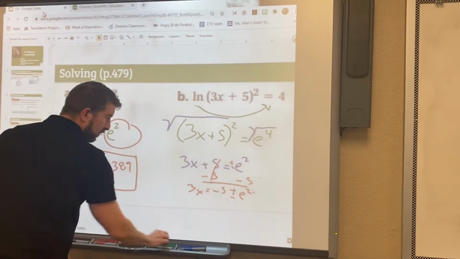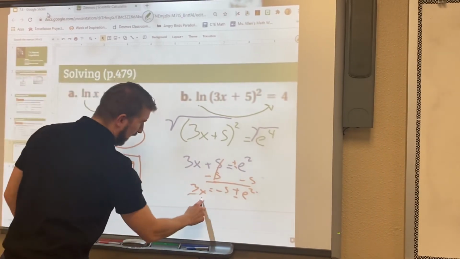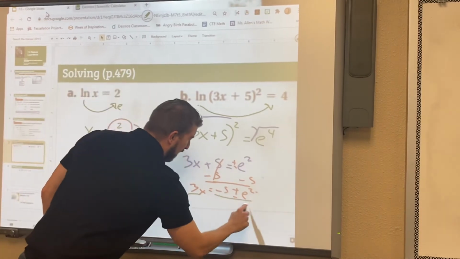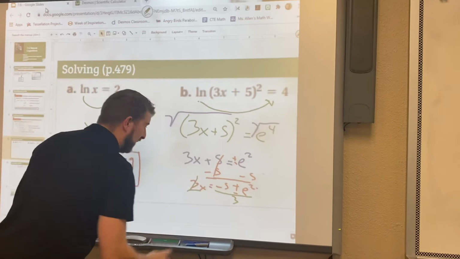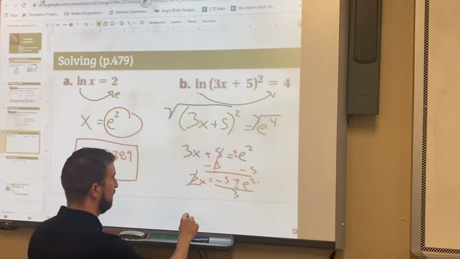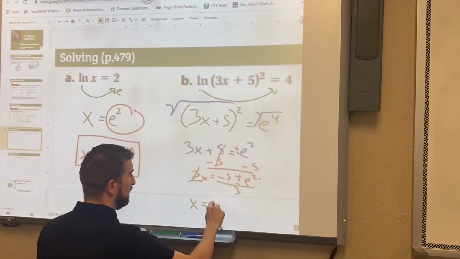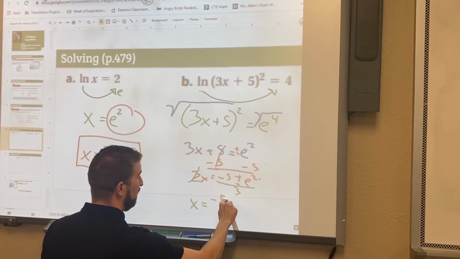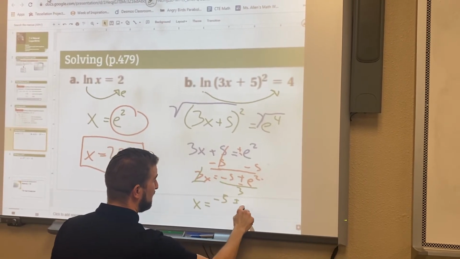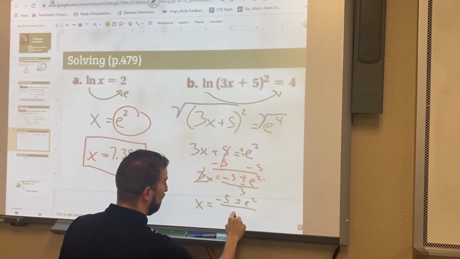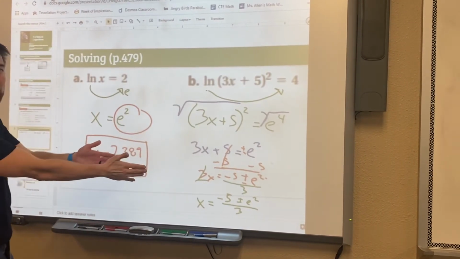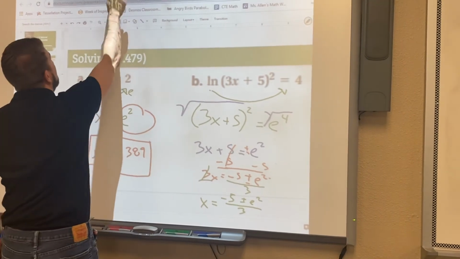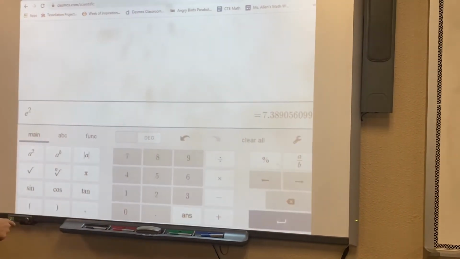And now, this is where it's going to get a little tricky. And I'm also running out of room. I'm going to divide by 3. And so that's going to cancel. So I'm going to rewrite this as x equals negative 5 plus or minus e squared all over 3. All right, and now that's what you're going to punch into the calculator.